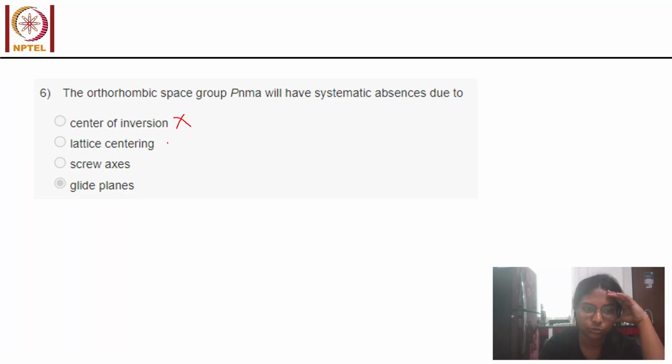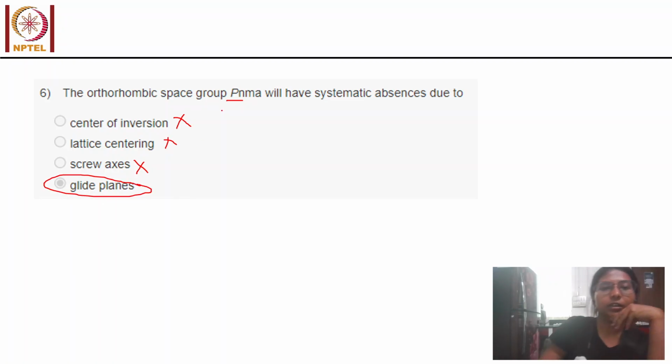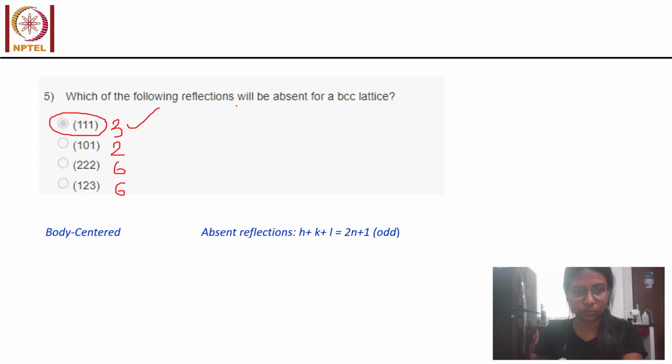The first option is not true. This is P, primitive. The second option is also not true. What about screw axes? Pnma means what? All these three are mirror and glides. Hence there are no screw axes in this space group. Hence this has to be the correct option. Because there are glide planes, these glide planes are responsible for systematic absences in this orthorhombic space group Pnma. Okay, and that is all.